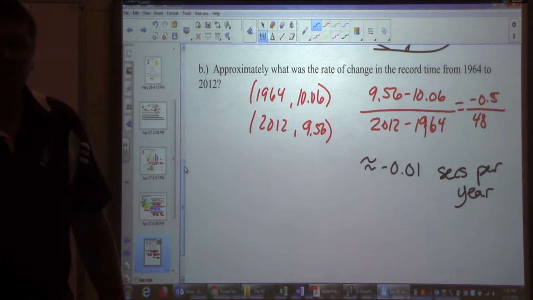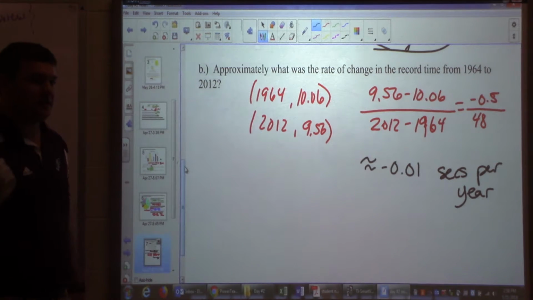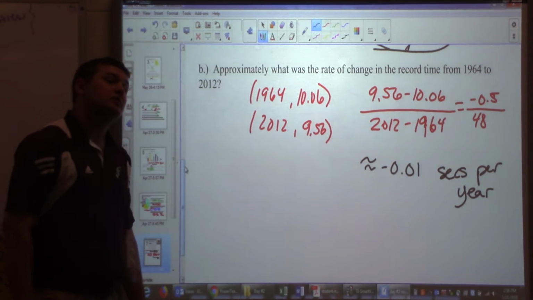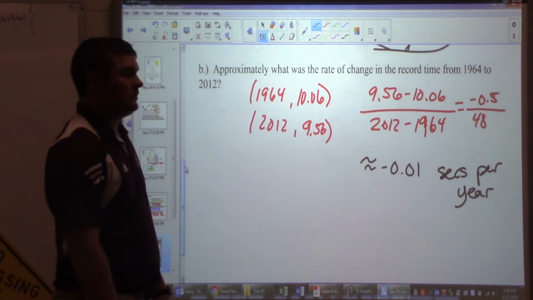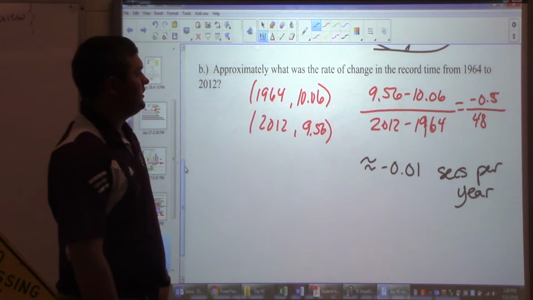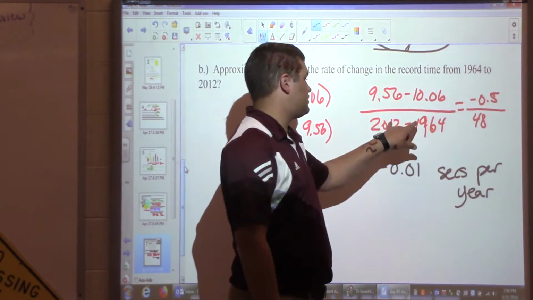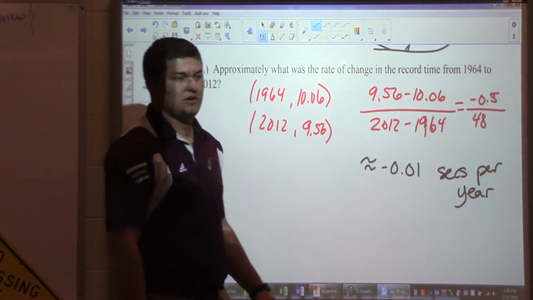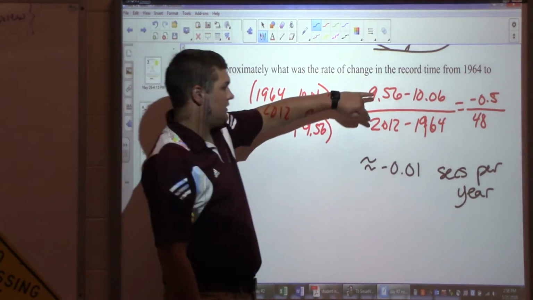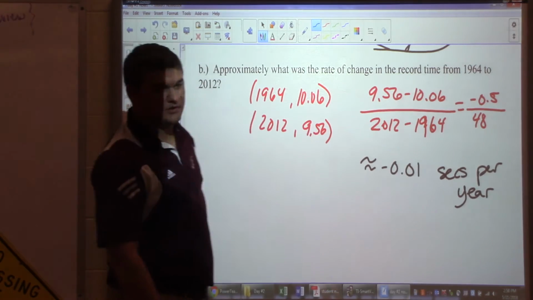Yes, Jalen. Why wouldn't we do 10.06 minus 9.56? You could, but then you just have to make sure you do 1964 minus 2012. Make sure you have the X's and the Y's matched up on top of each other. Okay?